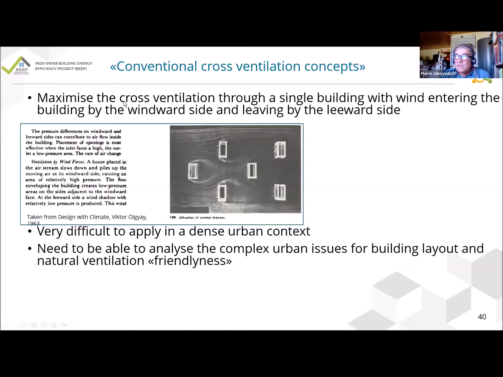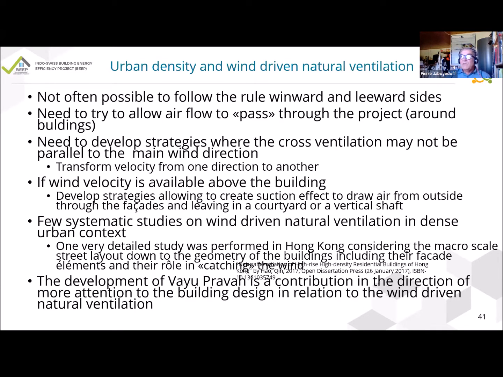One thing which is important is that in the curricula of passive design of buildings, mostly we are always talking of windward and leeward. That means you have buildings far away from each other, and you say this facade should face the wind and the other should be at the back, and then we should maximize the air passing through. But this is not possible in an Indian context most of the time, because you cannot have the luxury of this condition. So it's not often possible to follow the rule of windward and leeward sides. So you need to try to maximize the airflow in between the buildings, so that you can describe new ways to get the wind inside the building.